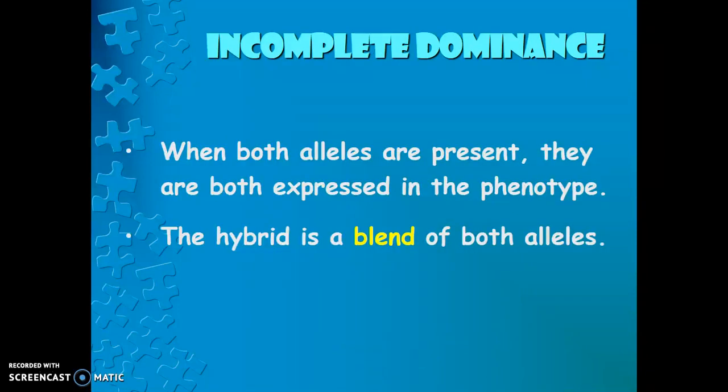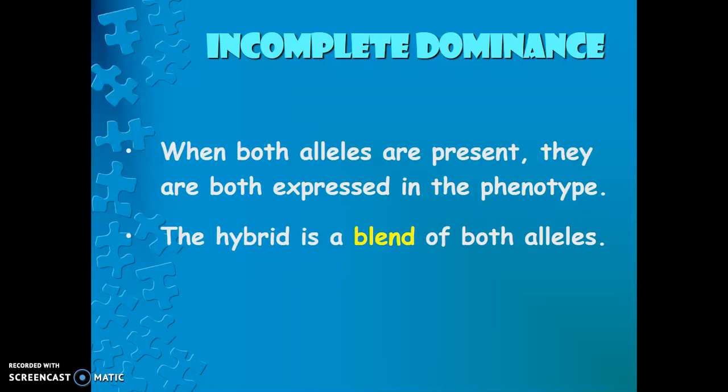Then we have incomplete dominance. In incomplete dominance, both alleles are equally as strong as one another again, but here the difference is in the hybrid, or the heterozygote, you have a blending of alleles. So instead of being side by side, they mix together. So for example, black and white blend together to make gray. Red and white makes pink. Okay, so we're going to have blending.